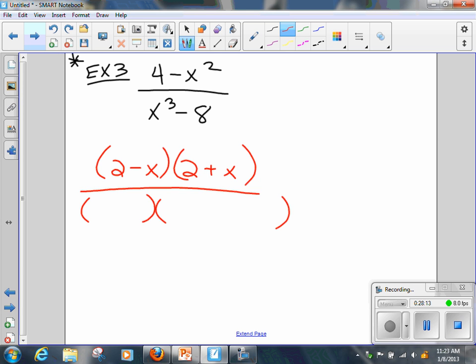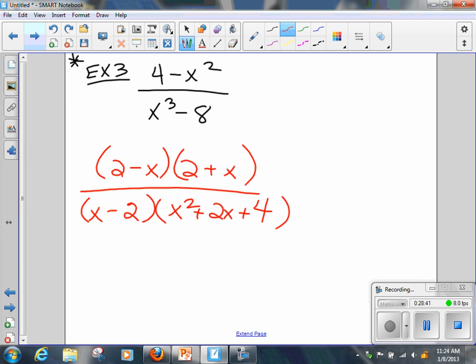All right, here we go. What's the cube root of x cubed? X. The cube root of 8 is 2. All right, this thing squared is x squared. This thing squared is 4. How do I get my middle term? X times 2 is 2x. And since it's a difference, it's subtract. So it's minus, plus, plus, right on?